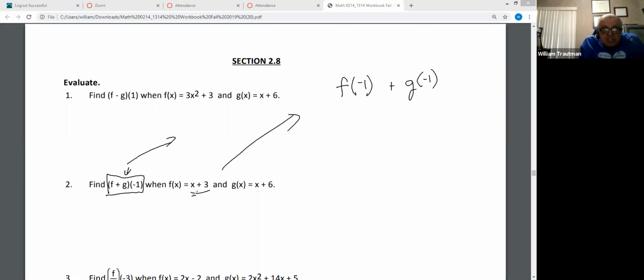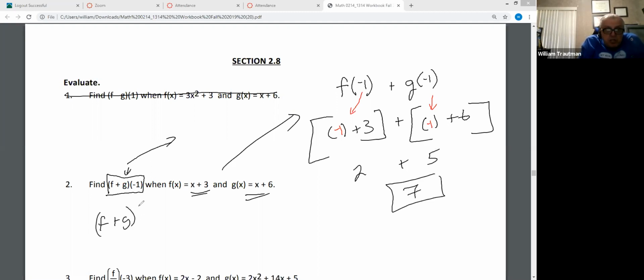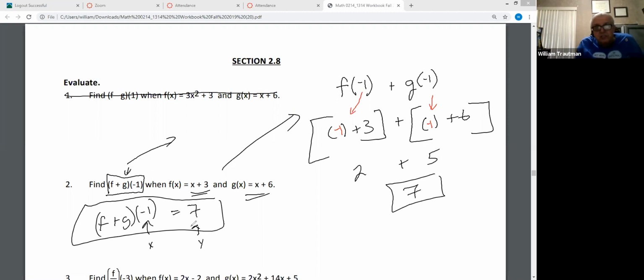So function f is this down here. We're not doing number 1, we're doing number 2 now. f is x plus 3. I will put it in brackets because it's all separate. And g is x plus 6. In the x, we're plugging in negative 1. Then we do the math. Negative 1 plus 3 is 2. Negative 1 plus 6 is 5. 2 plus 5 is 7. That's our answer. f plus g, when you plug negative 1 into x, you get an answer of 7. Do you see this is the x and this is the y? The answer is the y.